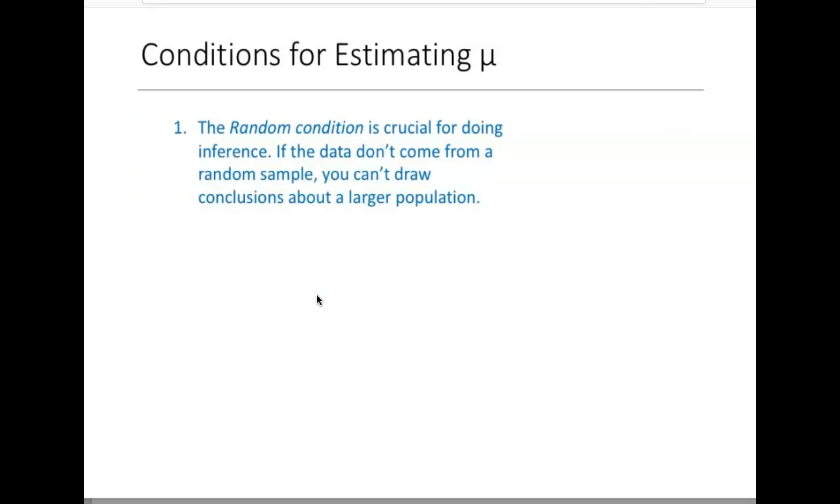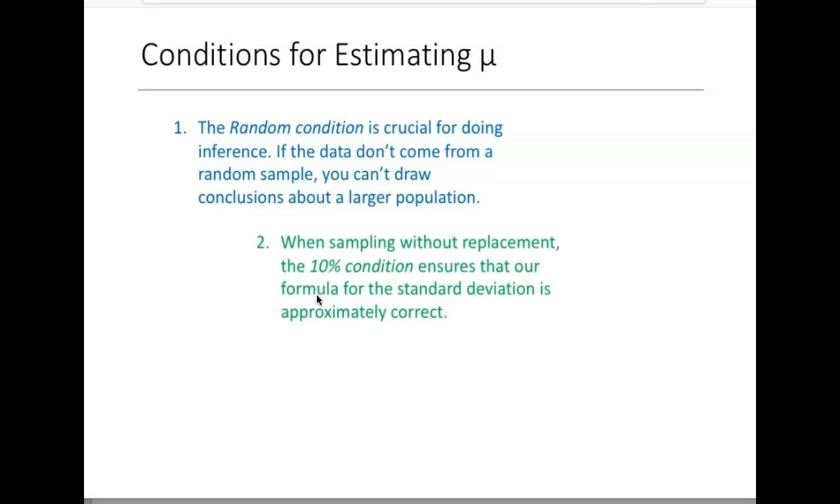Okay, so let's talk about our favorite part of all of this, the conditions we have to check by hand all the time. Guess what they are? Random, 10%, and large counts. Random is the same. You have to know that the sample comes from random data.